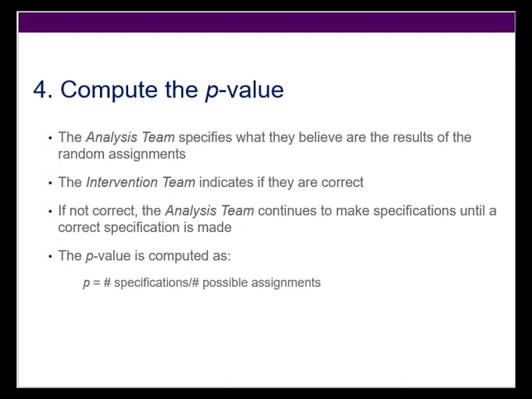Step 4 is to compute the p-value. The analysis team specifies what they believe are the results of the random assignments. If the intervention team indicates that they are correct, then you can report the p-value. If they are not correct, the analysis team continues to make specifications until a correct specification is made. Here, the p-value is computed as the number of specifications divided by the number of possible assignments.